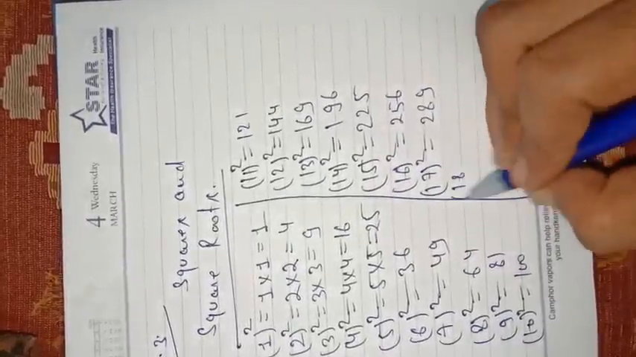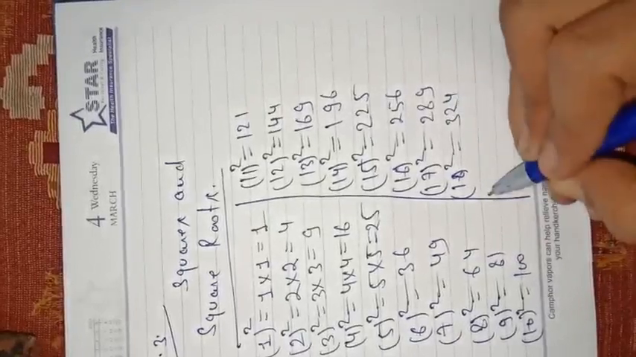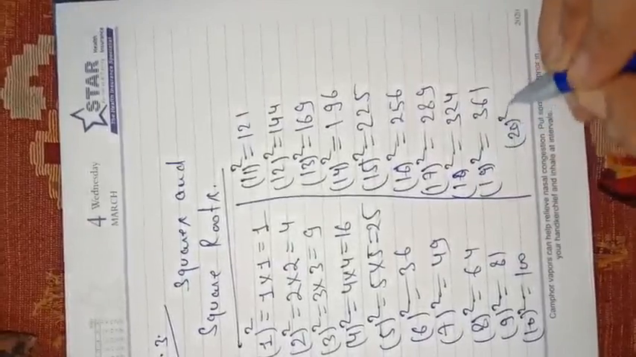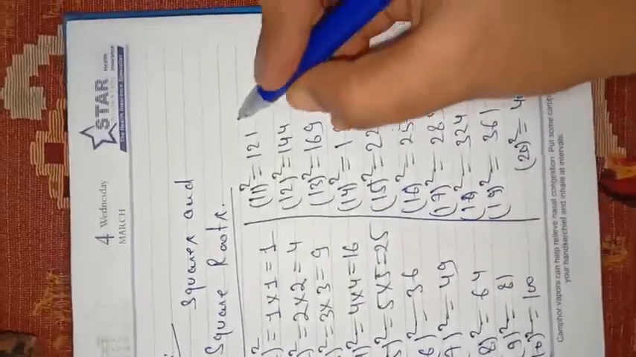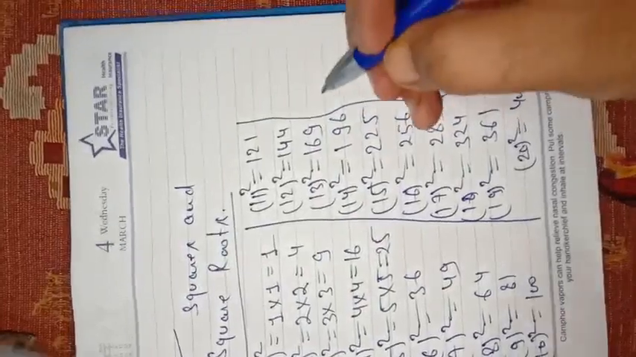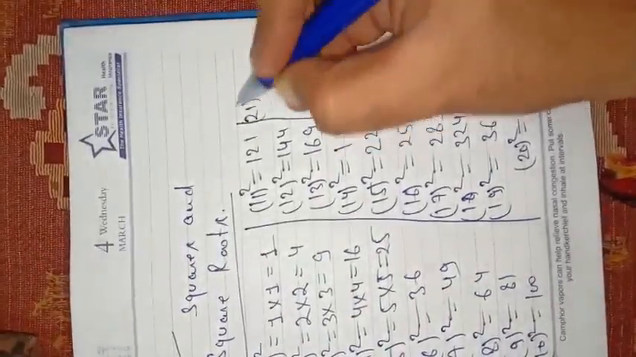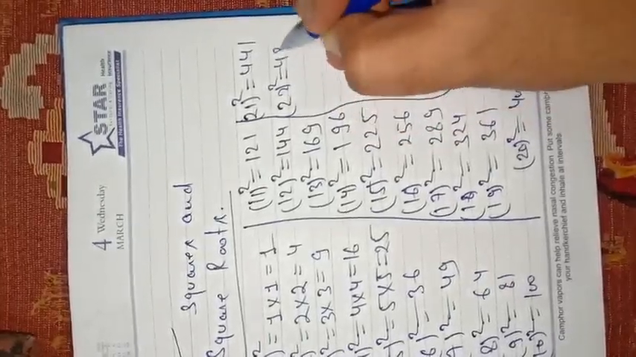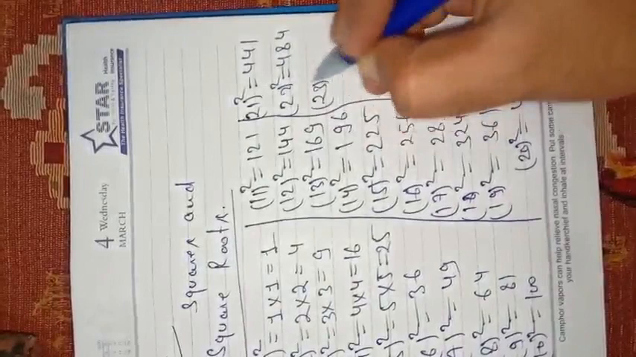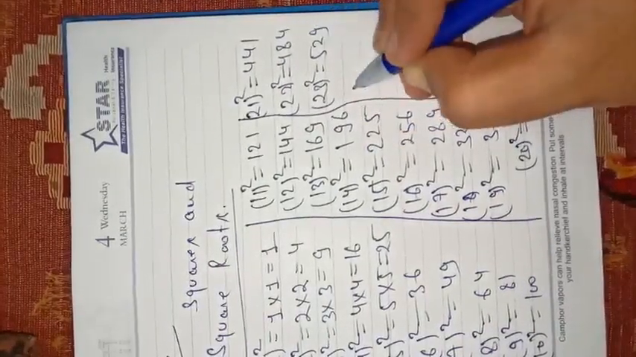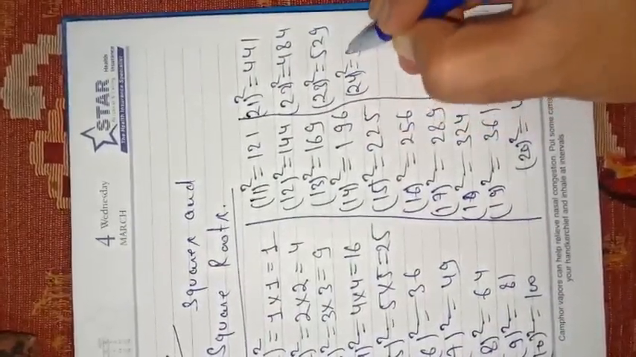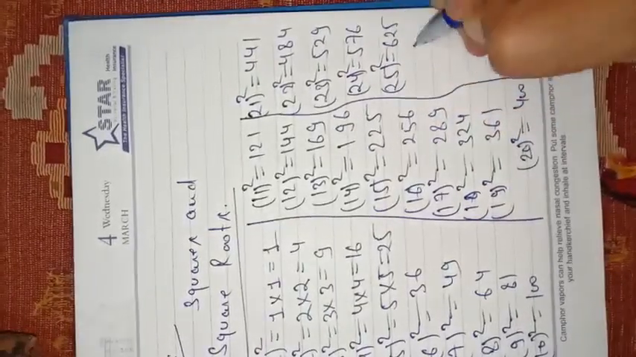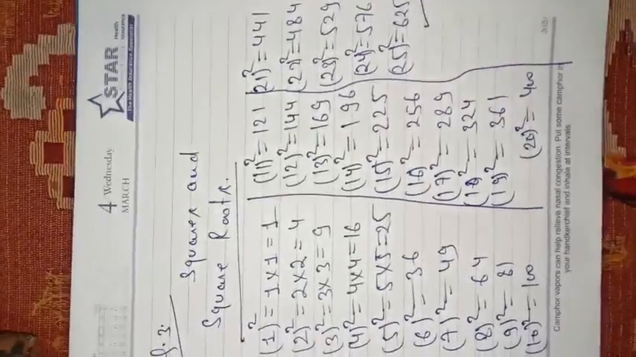18 square is 324. 19 square is 361. 20 square is 400. And you should remember up to 25, so I am going to write that. 21 square is 441. 22 square is 484. 23 square is 529. 24 square is 576. 25 square is 625. So up to 25, I wish that every student should learn.